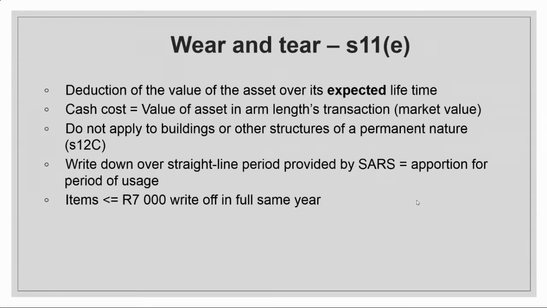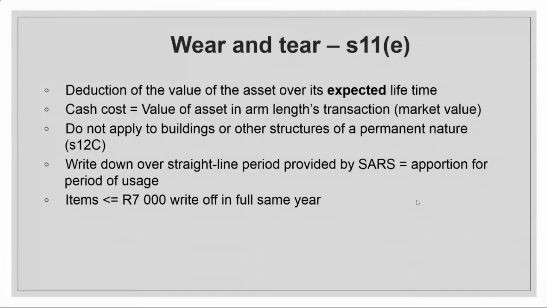Now, what is very important to know is you have to apportion it for Section 11E specifically if we use it for a period less than 12 months. Whereas Section 12C, you do not apportion at all. You get the full 40% or full 20% for the year, irrespective of the fact that you might have only used it for 2 months. Whereas with this specific section, you need to apportion it.